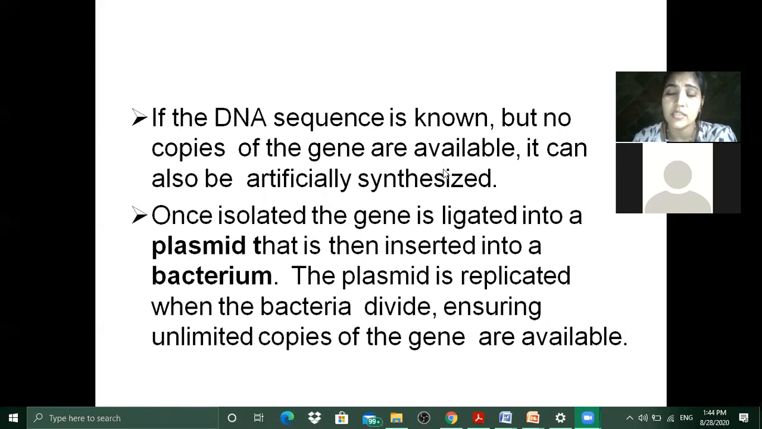Once the DNA of interest is isolated, the gene is ligated into a plasmid that is then inserted into the bacteria. That is the process that we have seen in gene cloning right now.